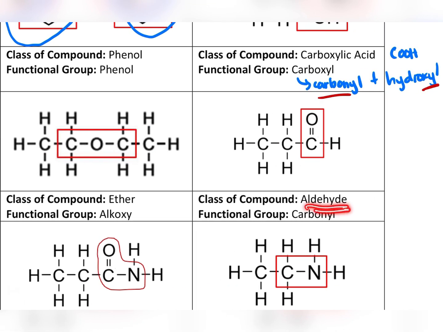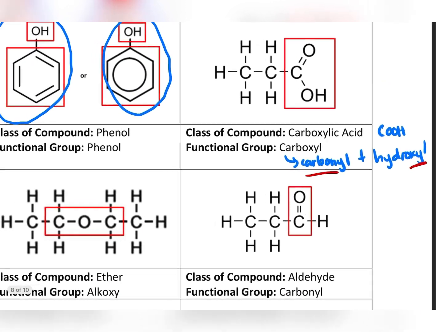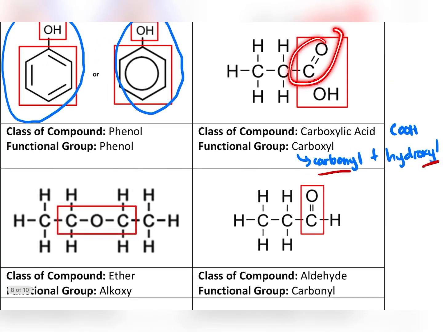Class of compound ni adalah aldehyde. Okay, kita jangan keliru aldehyde dengan ketone. Aldehyde C double bond O and C dia attach dengan H. That is aldehyde. Okay, and the functional group adalah C double bond O ni je. Tak perlu nak bulatkan sekali dengan H ni, tak perlu. Okay, just C double bond O. So the functional group dia adalah carbonyl. Okay, inilah yang saya cakap tadi ni. So this is carbonyl plus dengan hydroxy, so jadi carboxyl. Okay, so ini carbonyl sahaja.